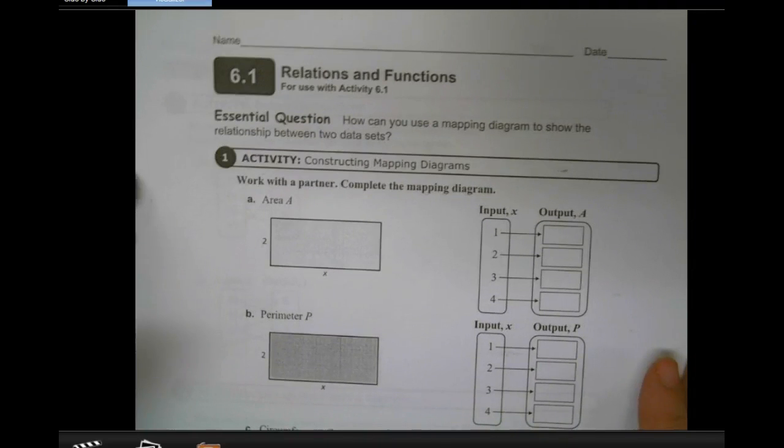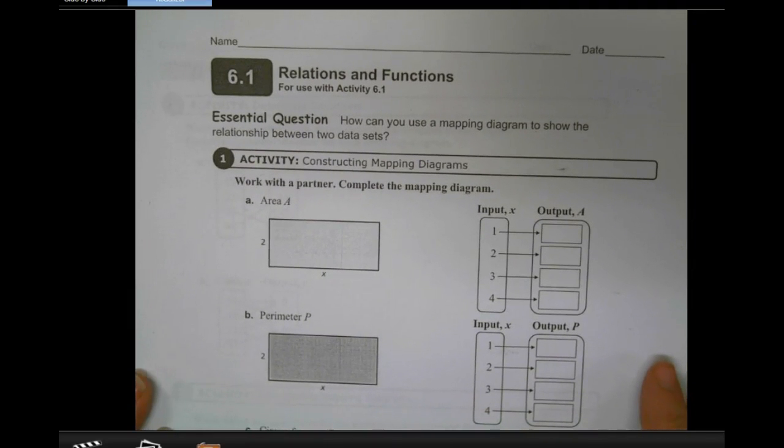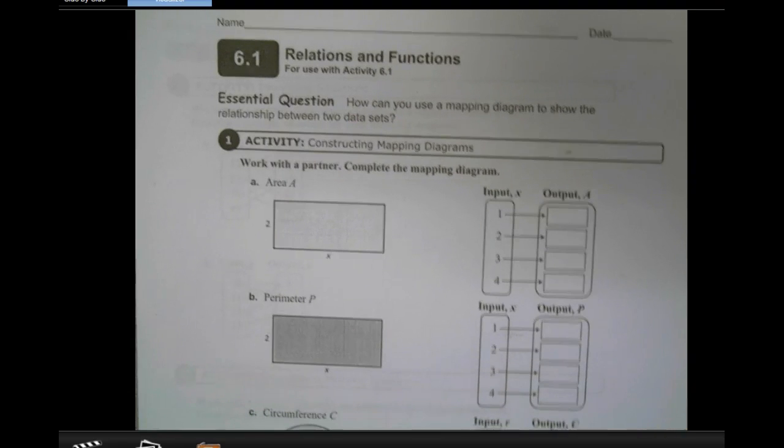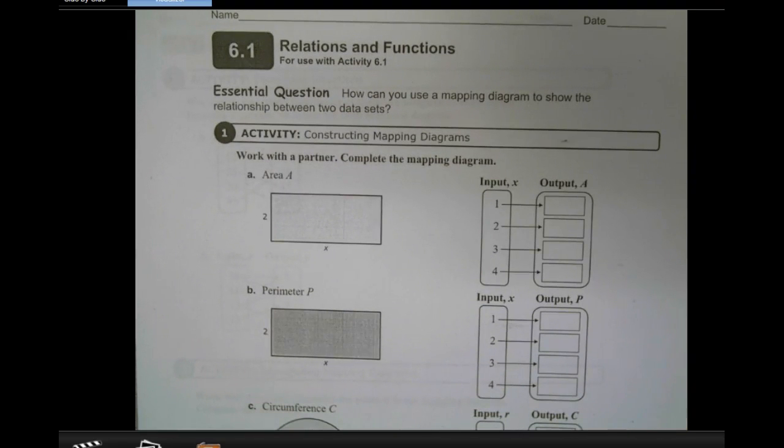All right, so we're going to go over relations and functions again today. You will have a quiz on 6.1 and 6.2 on Friday. We'll go over 6.2 again tomorrow, and then you'll have some IXL time on Thursday. So you'll have time to review, and you'll have a review assignment with your IXL on Thursday. If you complete your review assignment, you will be able to use that assignment on your test Friday.